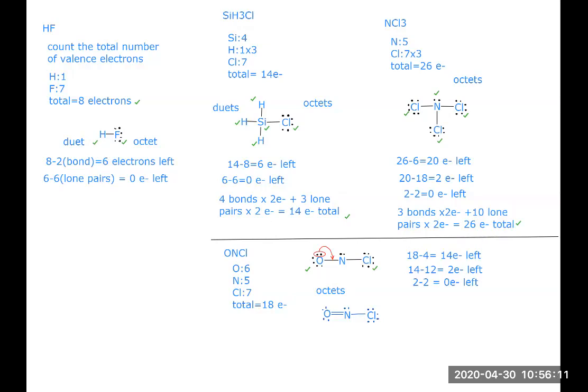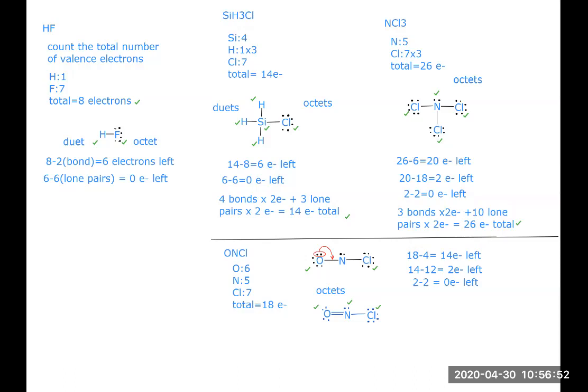So now we have an octet on nitrogen. If you look, the double bond has 4 electrons, plus 2 electrons from the single bond, plus 2 electrons from the lone pair. So now we have an octet around nitrogen, right? And we still have an octet around that chlorine. 6 plus 2 here, it's 8. And oxygen, there are 4 electrons in the double bond, right? Each line is 2 electrons, so 4 plus 4 from those 2 lone pairs. So oxygen still has an octet.